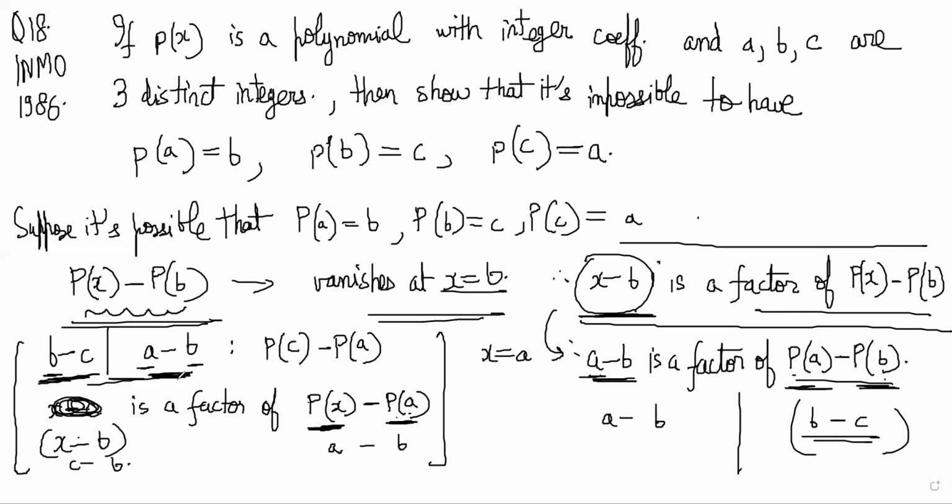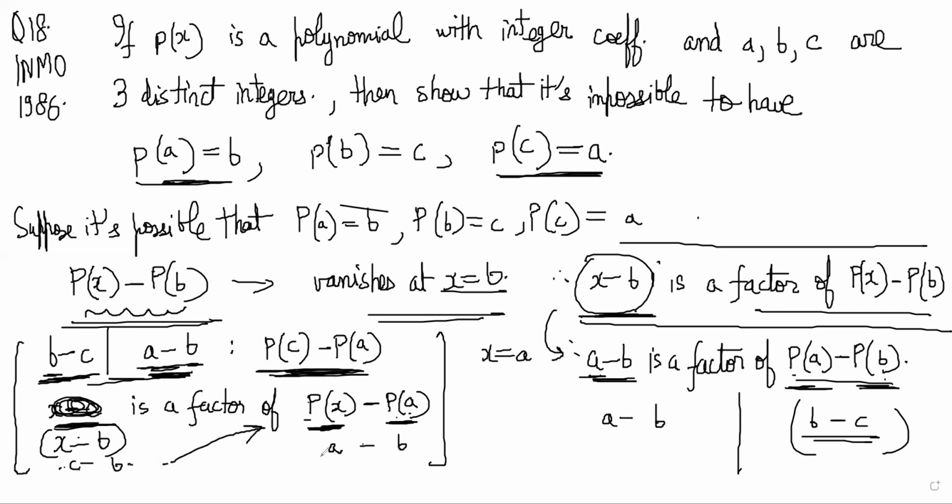So what I'm saying is a minus b is what? P(c) minus P(a), right? A minus b is P(c) minus P(a) because P(c) is a, P(a) is b, right? So instead of c, I'll put x, so P(x) minus P(a), and I have to put c somewhere. So here I will put x minus b as my variable, and if I put c, I'll get c minus b is a factor of this.